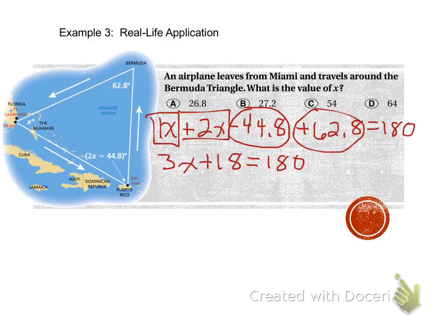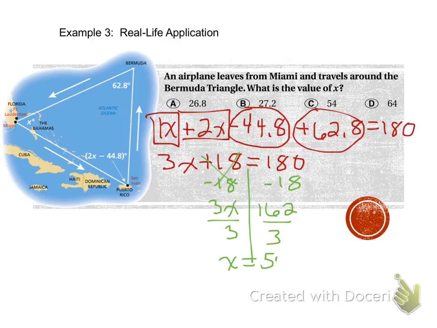So now we have a simple two-step equation that we need to solve so that we can find out what that x is. So we're going to subtract 18 from both sides, get rid of what's added or subtracted first. We get 3x equal to 162. Now you get rid of what's multiplied or divided, so we divide by 3, and we get x equal to 54. So now the value of x is 54, which is what our answer is right here of C.